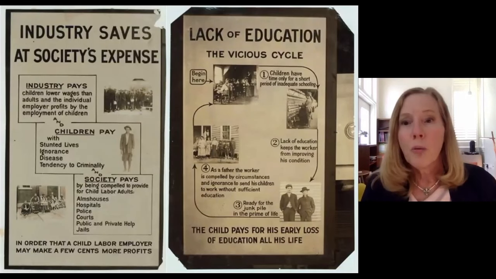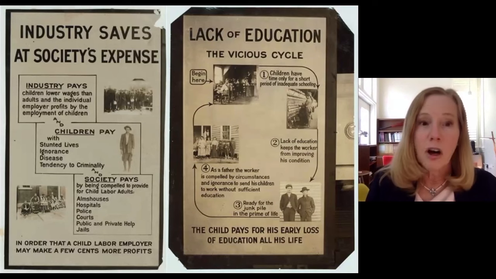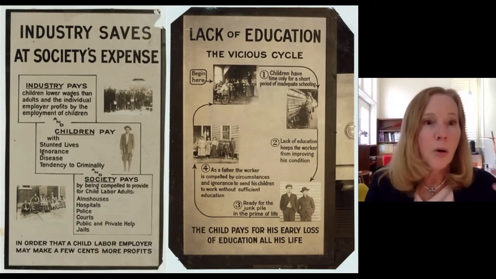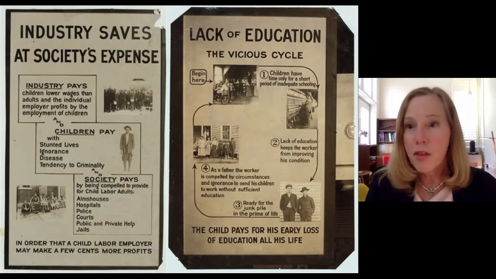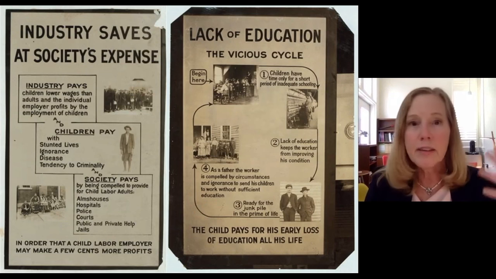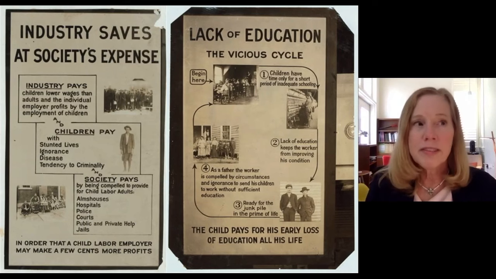Industrialists, employers were against these laws. They argued that these were children of the working class. They were destined to be workers in their adult lives. What better education for them than to start young? They would get disciplined. They would learn skills. This would give them a leg up. That actually this was exactly the kind of education that they needed.